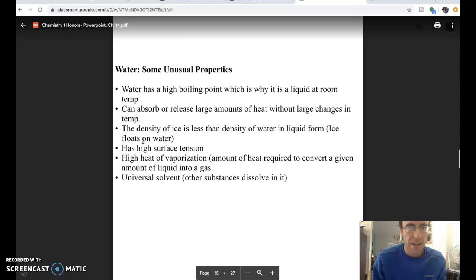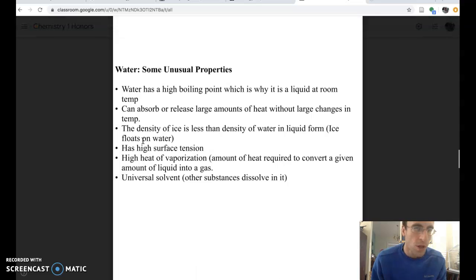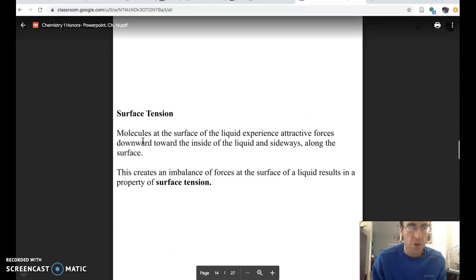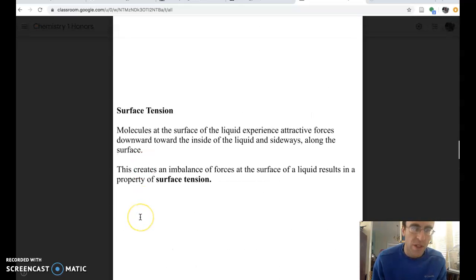And so here, definitely know these unusual properties. Water is extremely fascinating. Look these over and check them out. Know those for the test. Surface tension deals with an imbalance of forces at the surface of water, because H2O underneath the surface are surrounded at a 360-degree angle. It's completely surrounded, the H2O molecules. However, on the surface, there's no H2O at the top. It's air. So there's no H2O at the top.